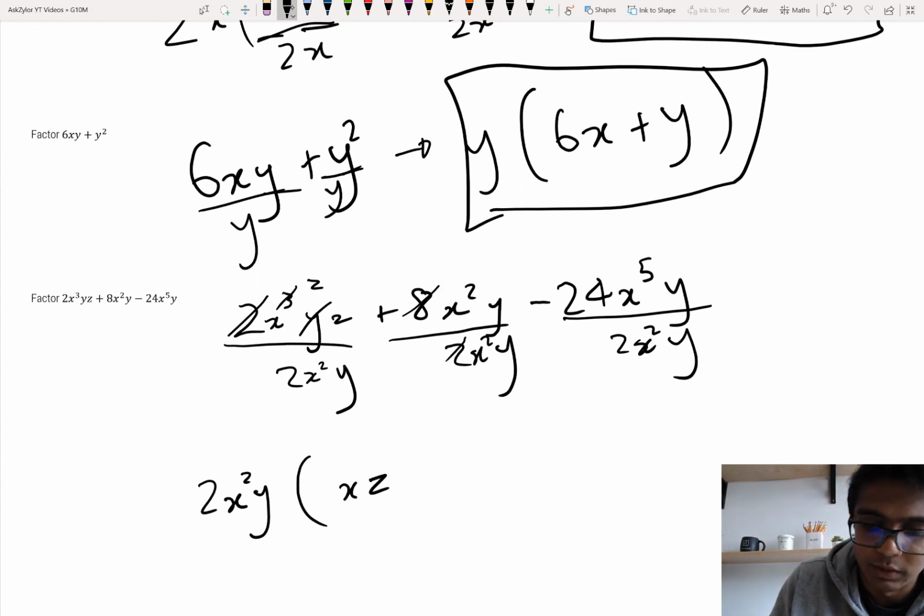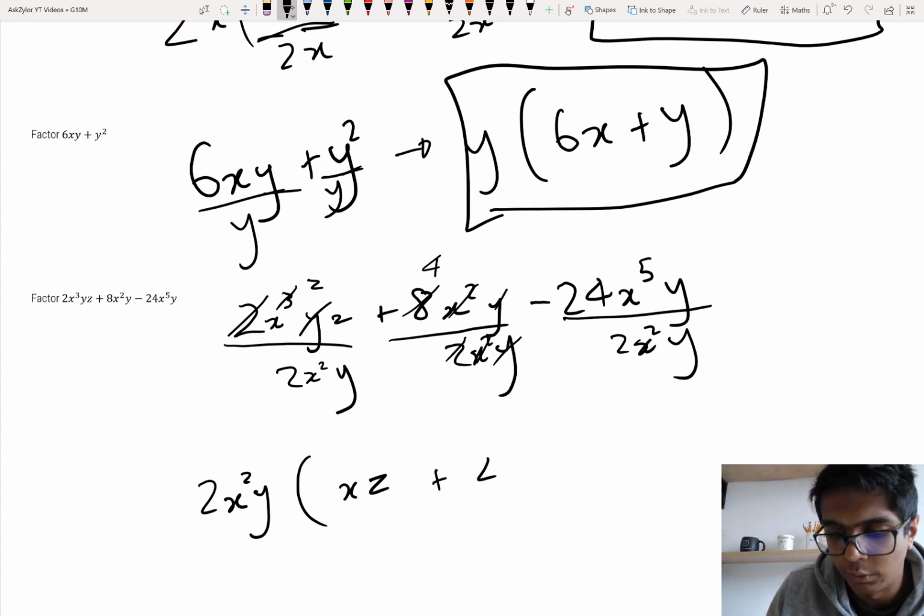And over here, I'm left with 4. I'm left with no x's there, and I'm left with no y's there, so I have plus 4. Over here, I'm left with 12, and I'm left with x to the power 3, and that's all I have. So it's going to be a minus 12x³.